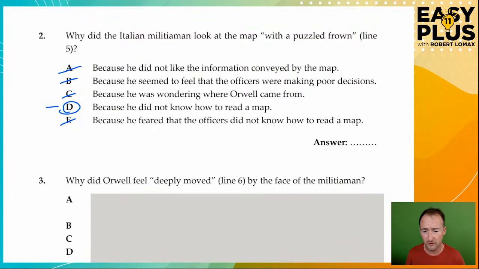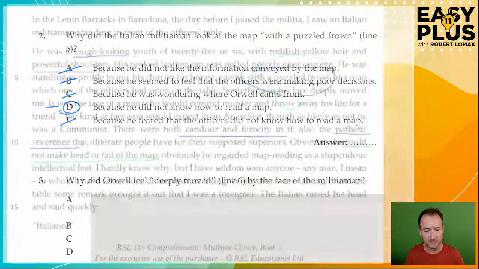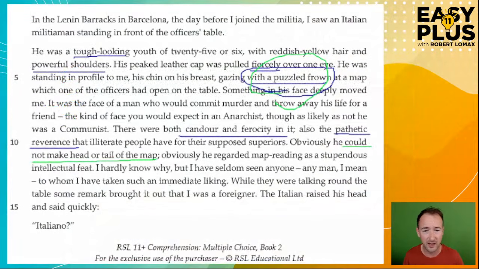So why is this an advanced question? Well, let's look back at the text. We've been sent in to line 5, which says that he was gazing with a puzzled frown at the map. Whoa, that's a bit too much underlining, sorry about that. And so you'll be tempted just to look around there. He's gazing with a puzzled frown, but why is he puzzled? Something in his face deeply moved me. It's about, oh well, what's that got to do with anything?